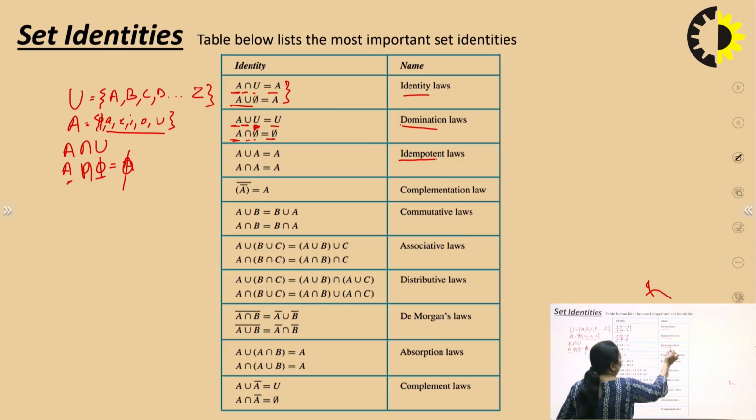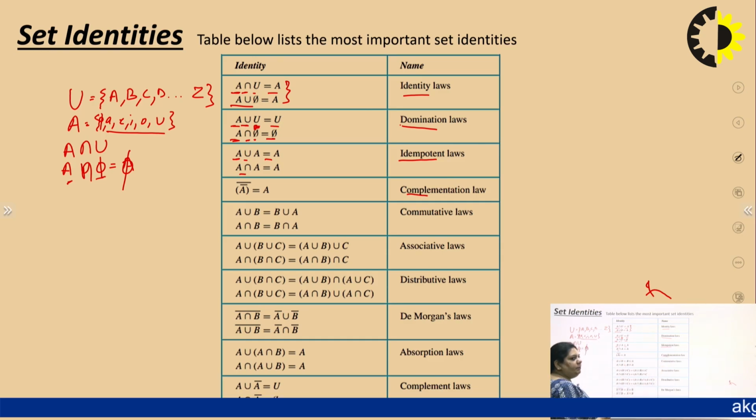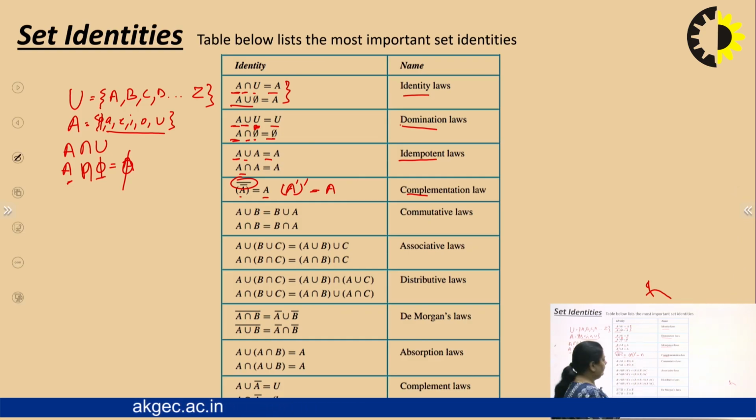Next one is the idempotent laws. Idempotent laws: if we apply union with the same set, we get the same set. If we apply intersection with the same set, we get the same set. Next one is the complementation law. That is applying complement on the same set. If we apply complement over that complement, what will we get? The same set. Complement, then complement again, two times complement, gives the same set.